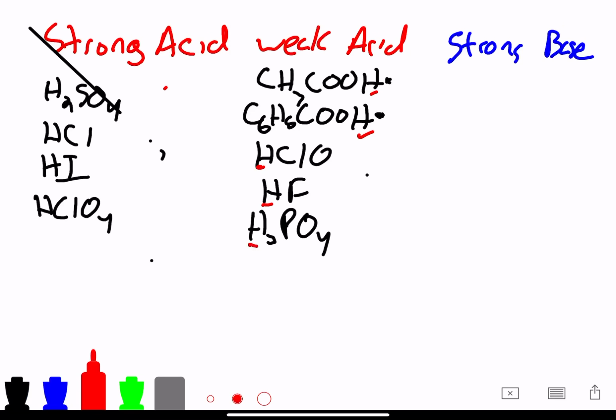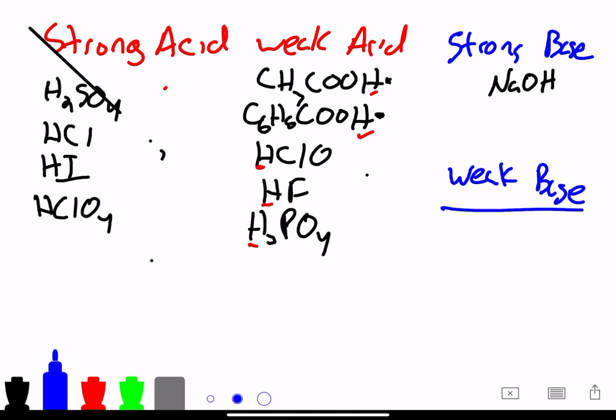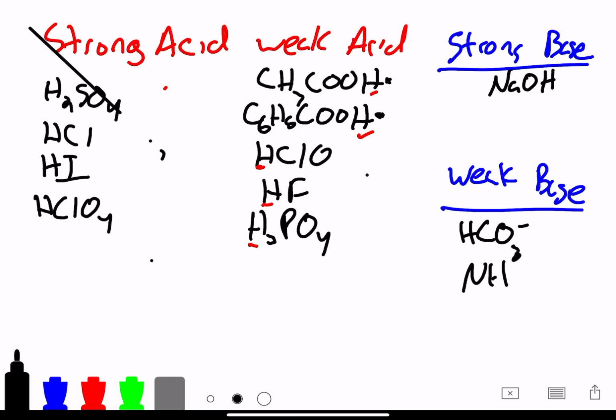Your strong base in this list is going to be NaOH. And that's going to be it. And then your weak bases are going to be HCO3-. That is baking soda, that is the bicarbonate ion here. It's also going to be NH3. In this sense, because we're talking about in water here, NH3 is a weak base. It is a Lewis base, as in it donates electrons. And that is it for the weak bases.